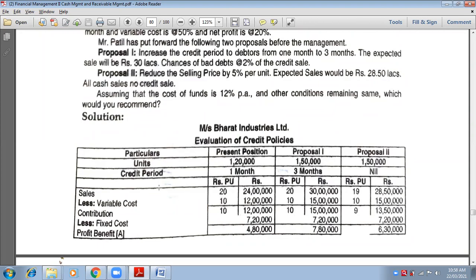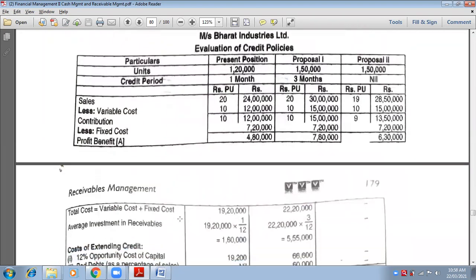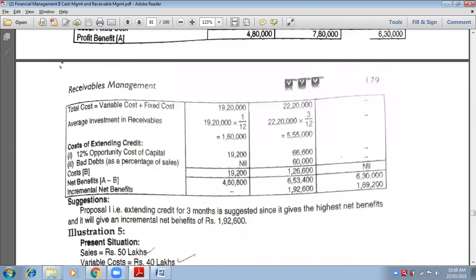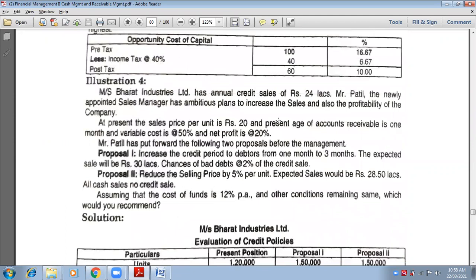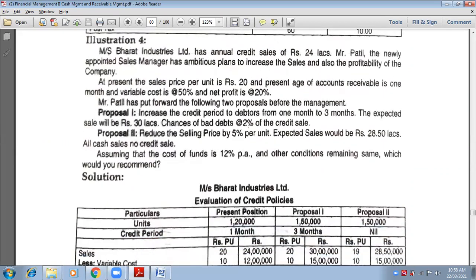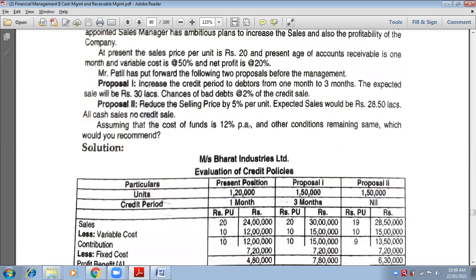Start with the sum. Before starting, we need to calculate the number of units of sales. Now see, how much is sales in the present policy? 24 lakhs. What is per unit? 20. So 24 lakhs divided by 20 will give you the number of units. Tell me, 24 lakhs divided by 20 is how much? 1,20,000. So here you will write 1 lakh 20.